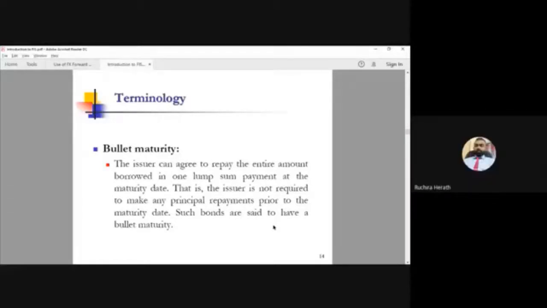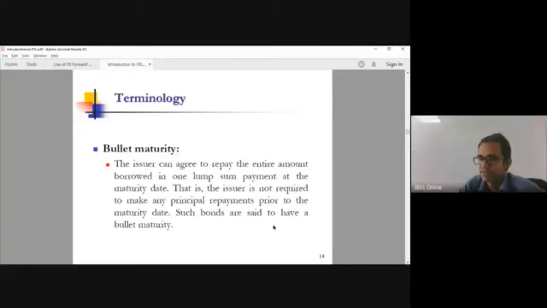Yes, sir, clear. So theoretically, ownership of the coupon is with the original investor. Even though you keep it as collateral, the coupon should flow to the original or the real investor. Okay, if it is clear, then shall we move into bullet maturity?